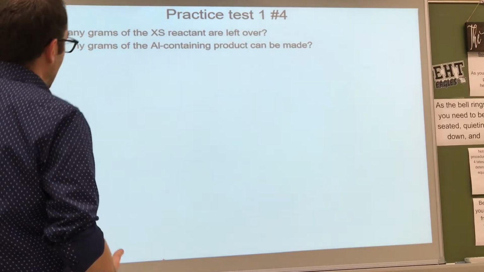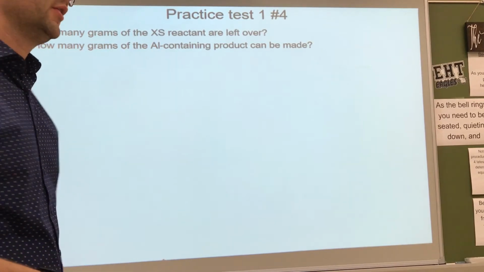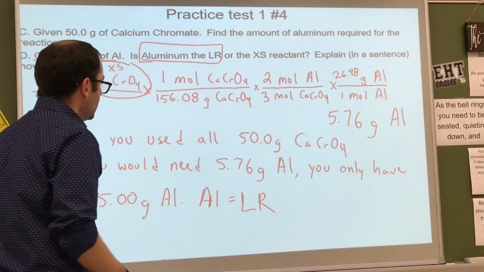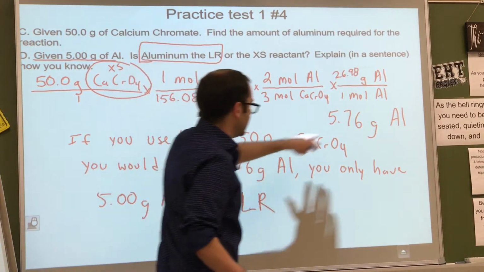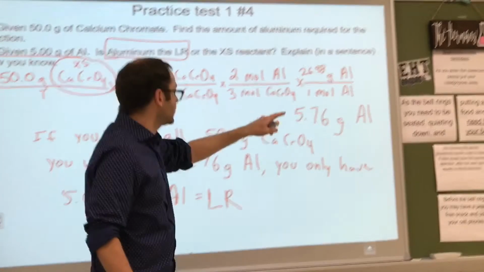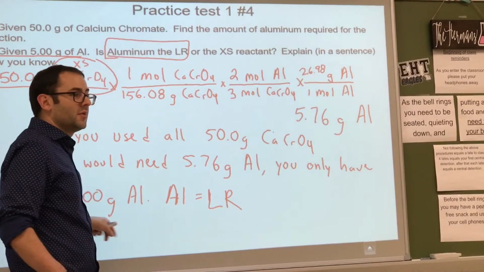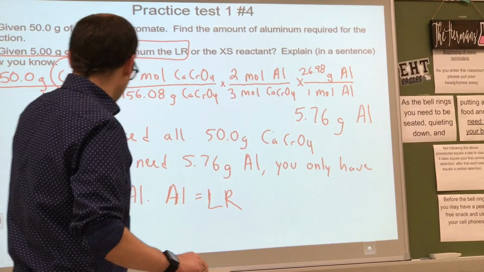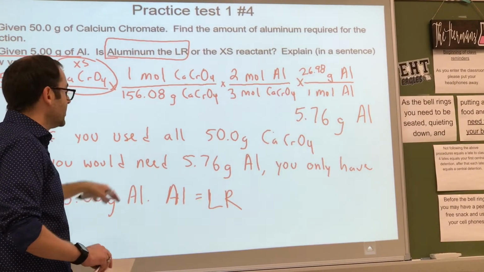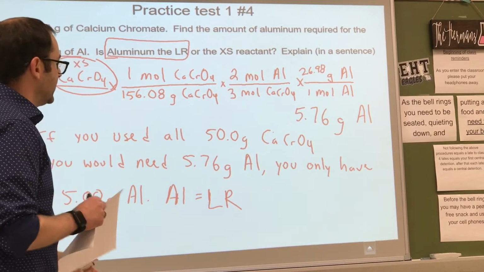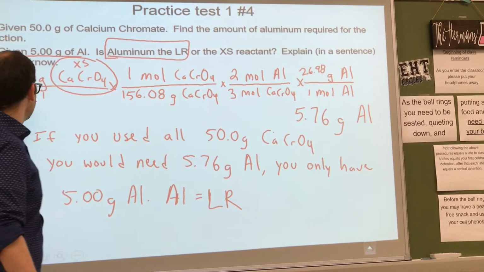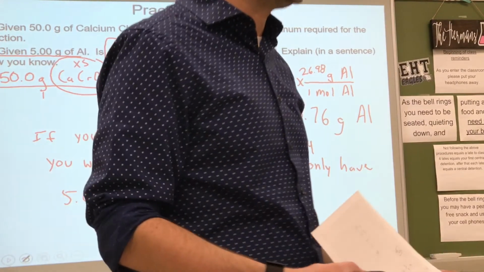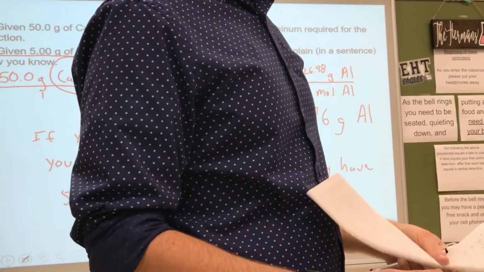Okay, so now it asks, how many grams of excess are left over? Remember, aluminum's a limiting reactant, so some people might just think, oh, subtract 5.76 by 5. But remember, that 5.76 doesn't exist, right? We don't have that because we only have 5 grams of aluminum. So that's looking at the limiting reactant. We want to look at the excess. With the excess, we have 50 grams of it to start with. They want to know how much of it you are going to use, right? Then you can subtract.